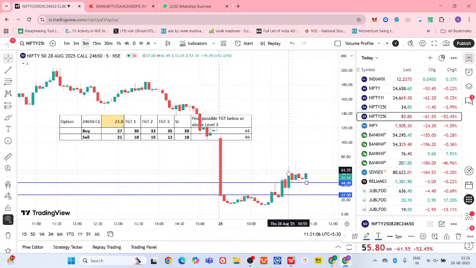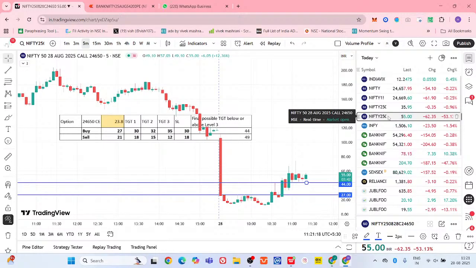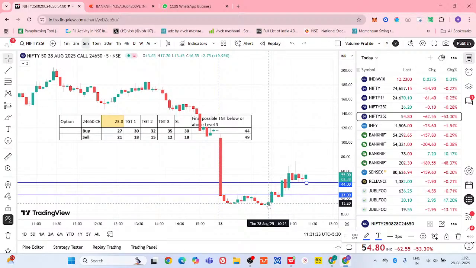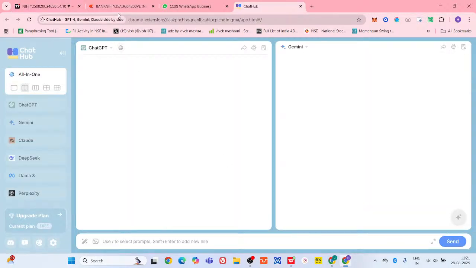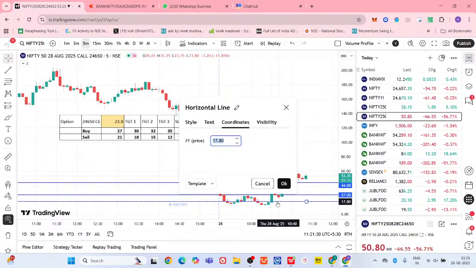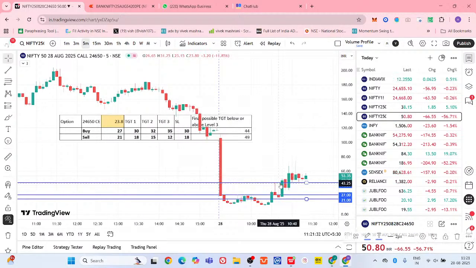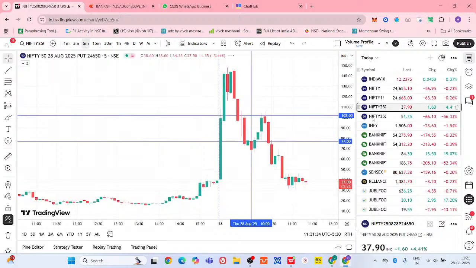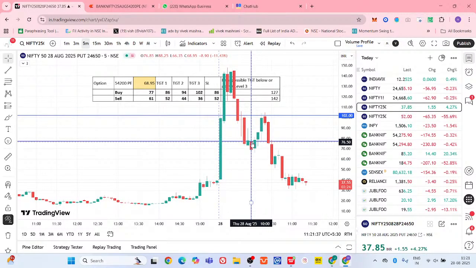So anyway, it may move higher also. 24,700. Okay. Did the put side, sorry, short side trigger? Yes, short side also I think triggered. 21. So if you notice, after 10 o'clock, put side triggered.